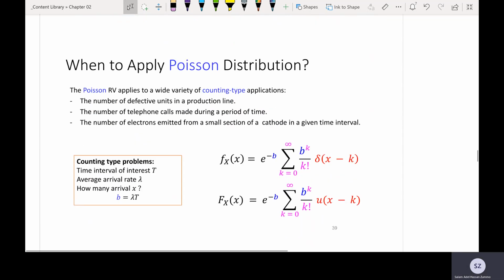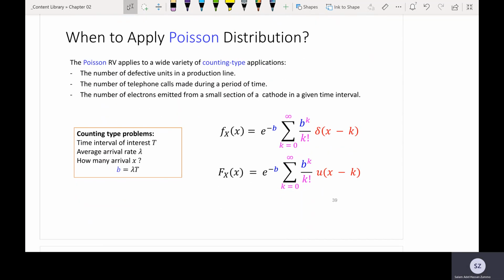Now, where do we see this Poisson? Poisson is usually applied in problems that look like this. If I have a production line and I'm counting the number of defective units, for example, it's used in what we call counting type applications. So you have a production line and defective parts arrive randomly. And how do they arrive in a random way? They arrive according to what we call the Poisson distribution.